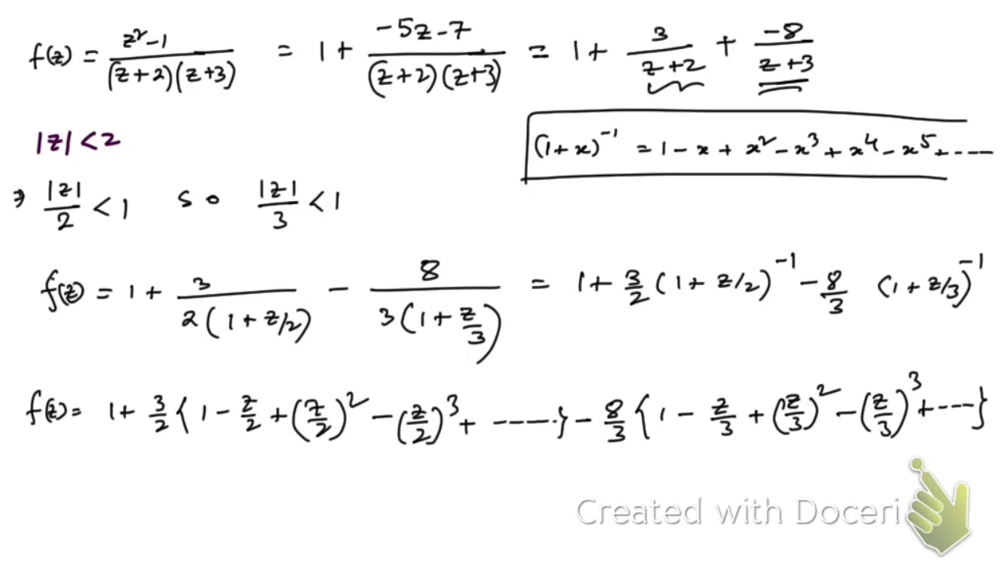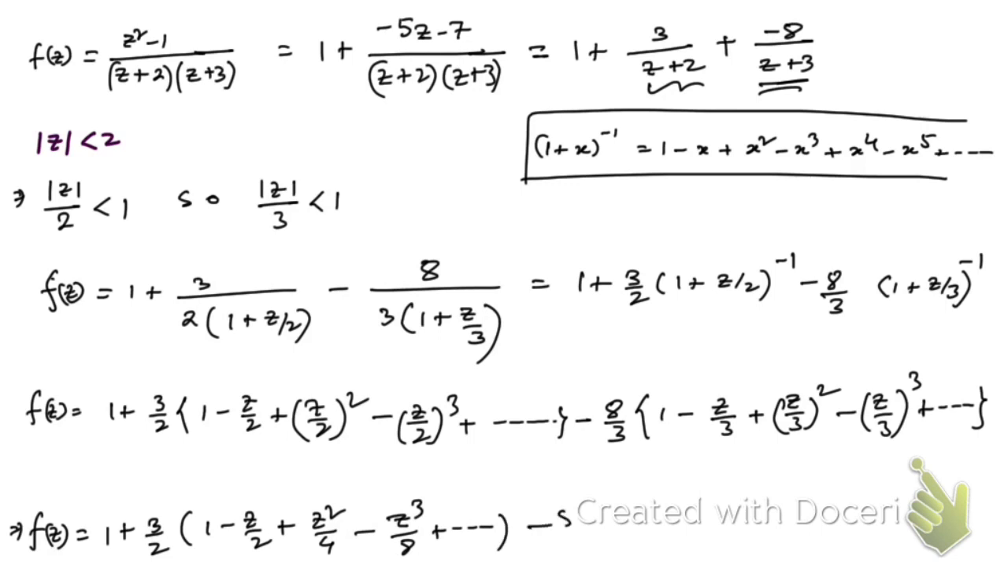Now f of z can be written this way: 1 plus 3 by 2 times 1 minus z by 2 plus z square by 4 minus z cube by 8 plus dot dot dot and so on, and minus 8 by 3 times 1 minus z by 3 plus z square by 9 minus z cube by 27 plus dot dot dot and so on. So this is the result. That's how we can find a Laurent series. So hope you have understood this.